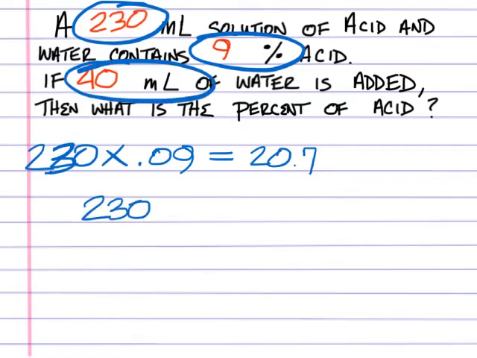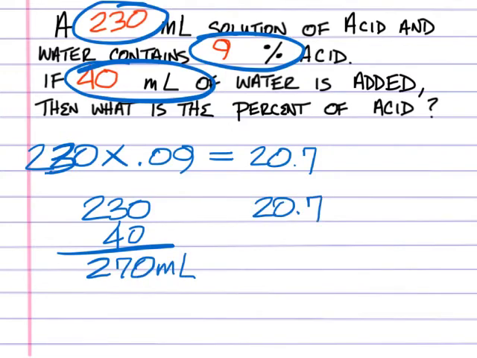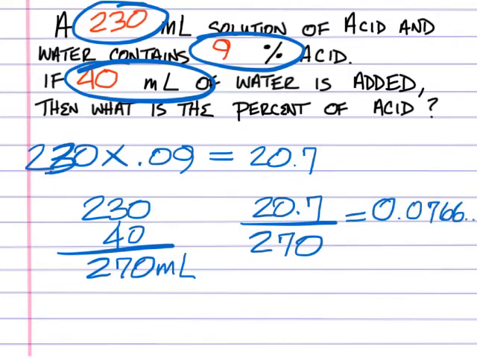And now remember, you're going to add 40 milliliters of water. So we started with 230 total in our solution. We're going to add 40 milliliters of water to get 270 milliliters in our solution. 20.7 milliliters of that is acid, so we're dividing that by 270. 20.7 divided by 270 is going to be 0.0766 and on out. Multiply that by 100 to get 7.666 and on out. That rounds to 8%.